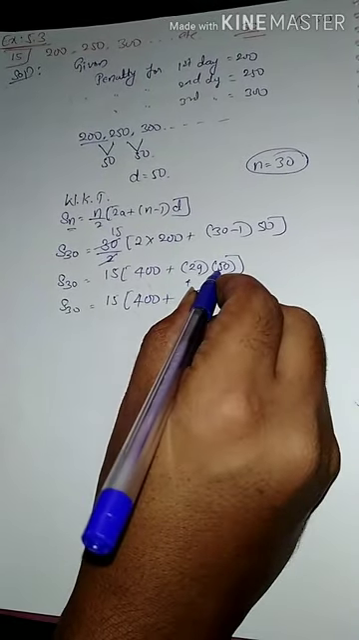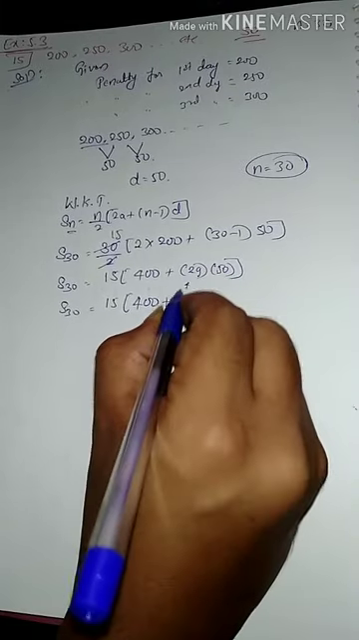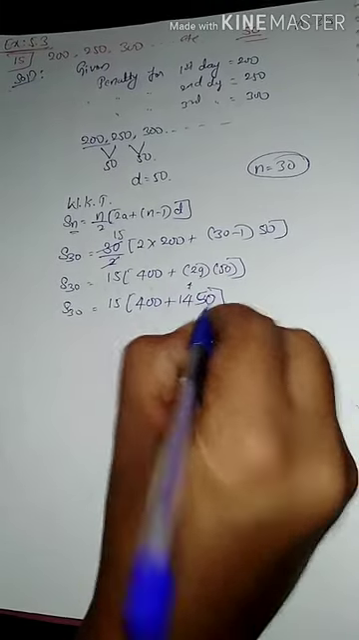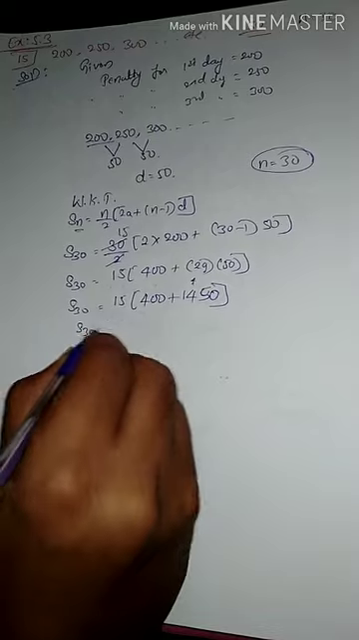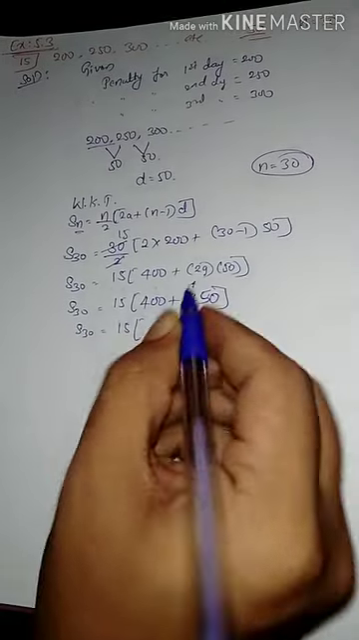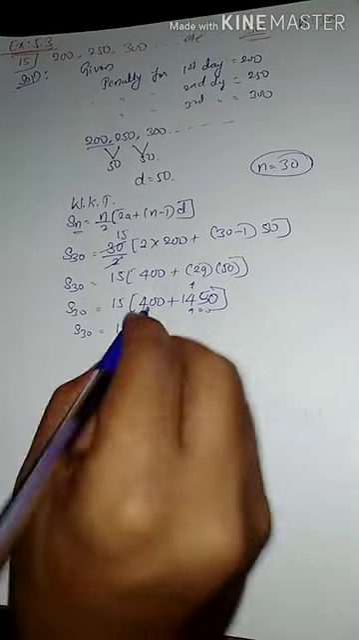4 is carry. 5 twos are 10 plus 4 is 14. 1450. So S30 is equal to 15 into bracket 1850.